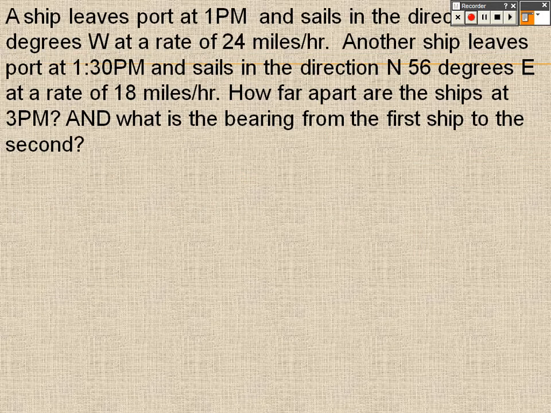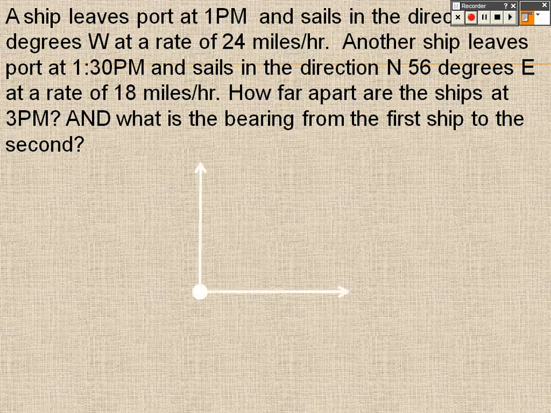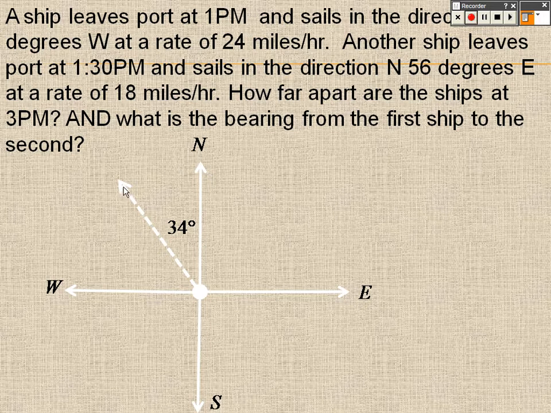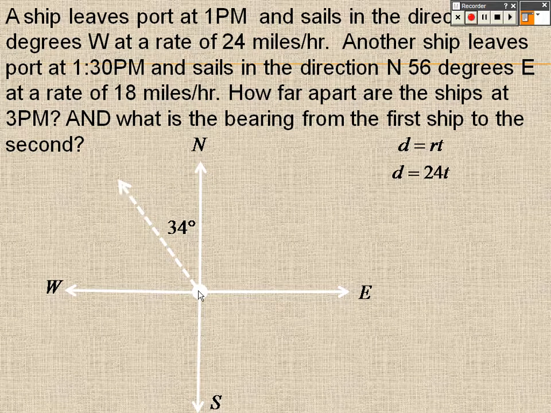Ship leaves port at 1 p.m. and sails in the direction northwest. Okay, so first of all, there's north, south, east, and west. So we have a ship leaving port northwest at 34 degrees. Okay, north 34 degrees west at a rate of 24. So when I'm talking about a rate, that means it's actually 24 t, that side length there.